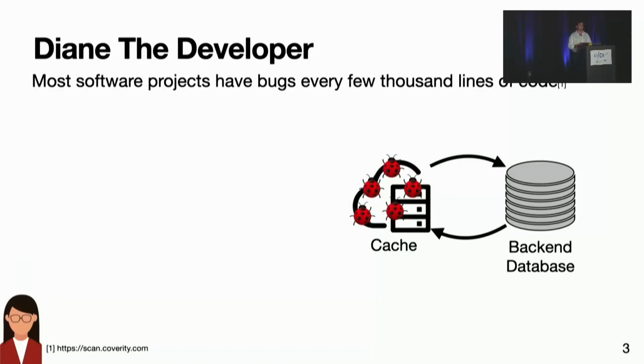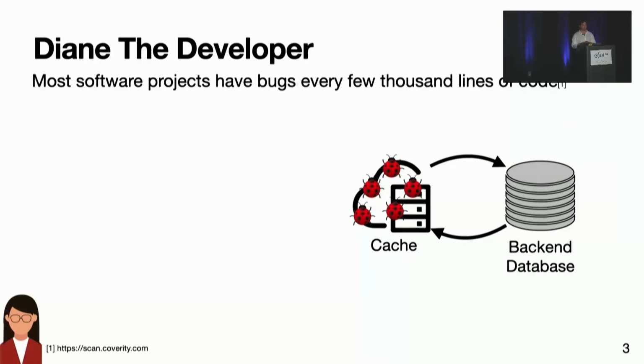Now, throughout this talk, I'm going to follow a developer named Diane, who works on an application that deploys an in-memory cache to accelerate operations that are made to a backend database. Like most software projects, Diane's deployment contains bugs that can lead to failures.